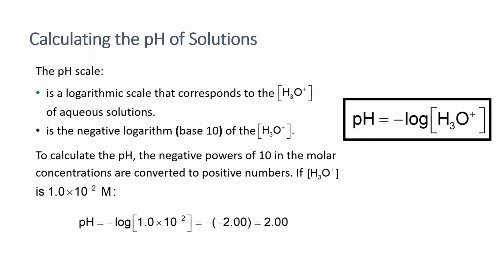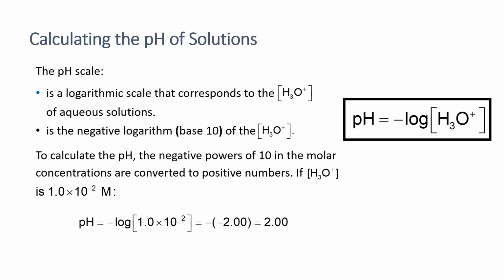The negative powers of 10 in the concentration, for example, if the concentration of hydronium ion was 1.0 times 10 to the negative 2, that -2 is a negative power of 10 in that molar concentration of hydronium ion, the negative log turns that exponent, that -2 exponent, into a positive number. So then that becomes a pH of 2.